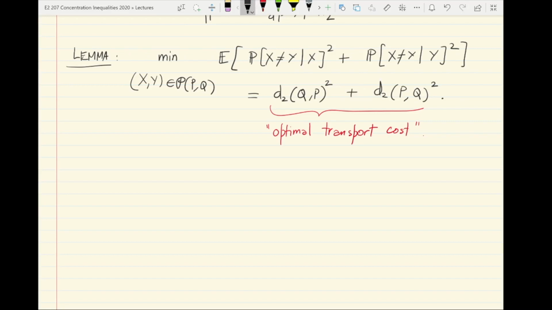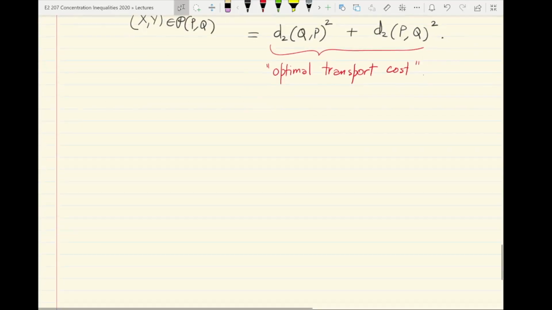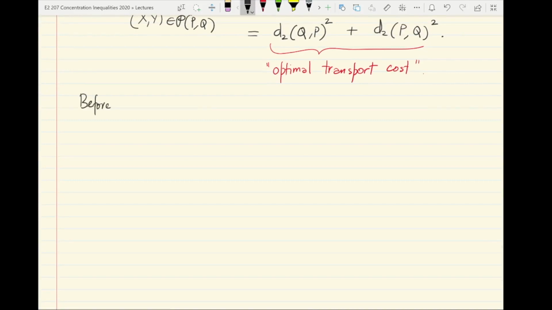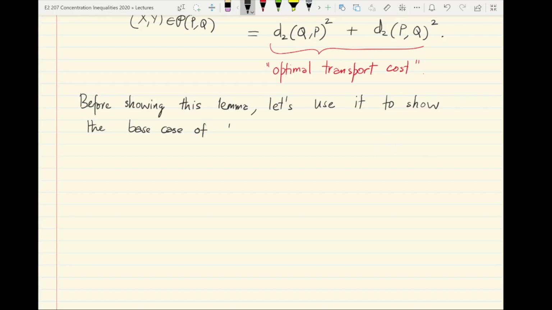Now before proving this lemma, let's use it to show the base case of Marton's conditional transportation inequality.